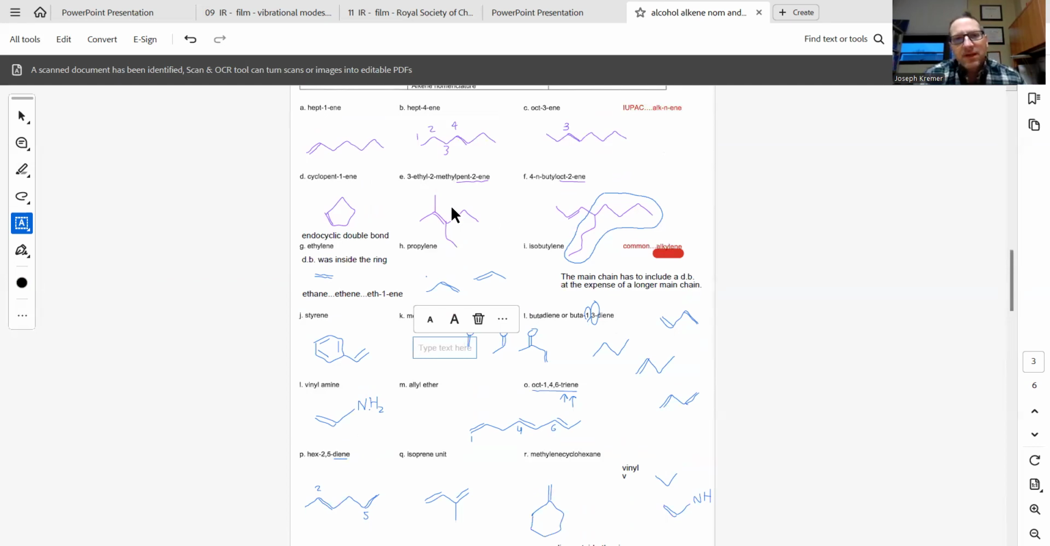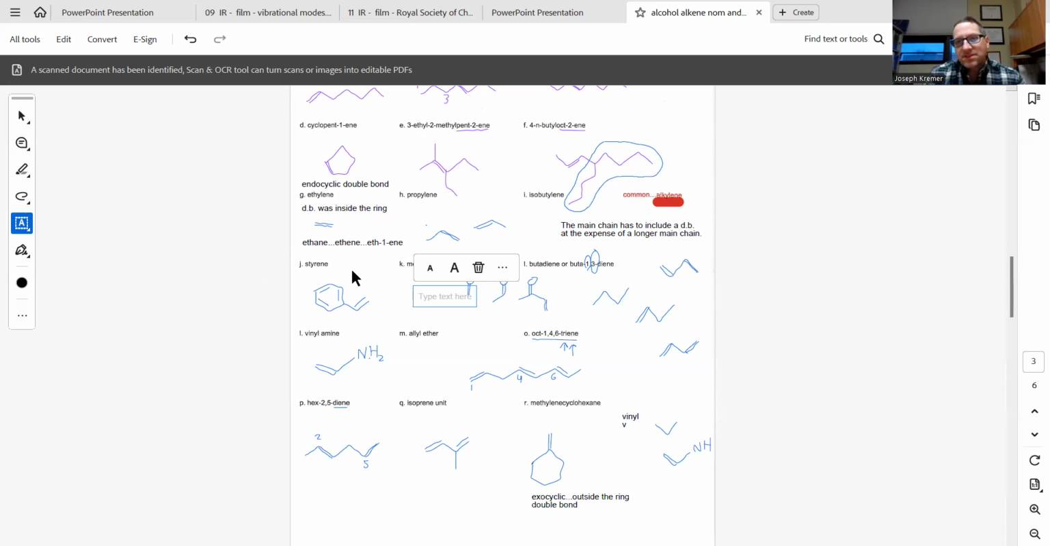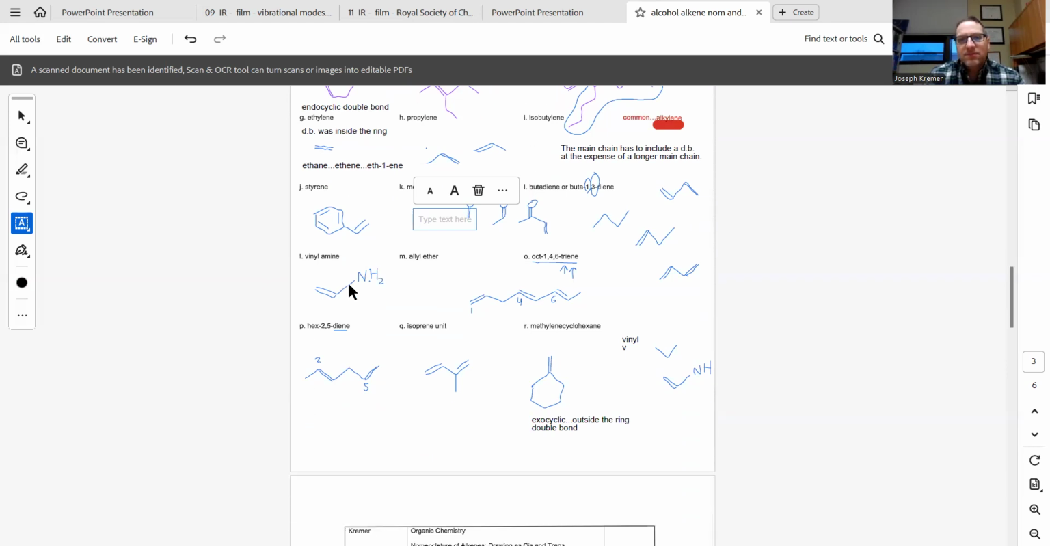So we've seen how IUPAC names persist to a greater extent in alkenes. That is to say, there aren't that many common names for alkenes. Here's some: ethylene, propylene. That's about it. Really, there's isoprene. And we saw also instances of how to draw trienes and dienes. Good for us.